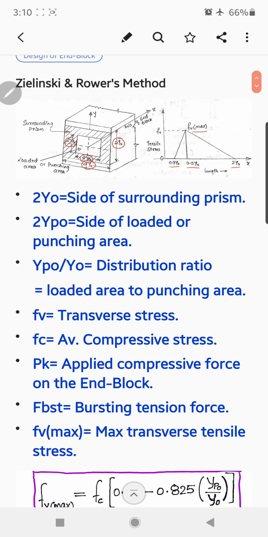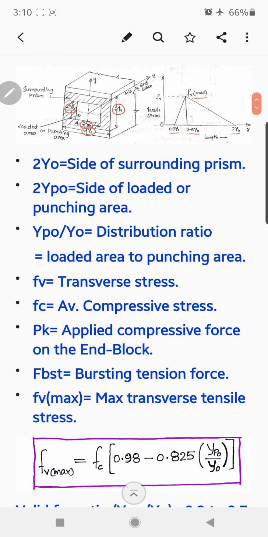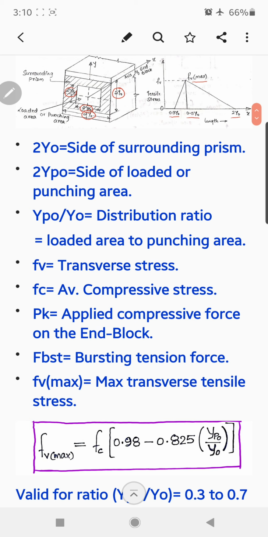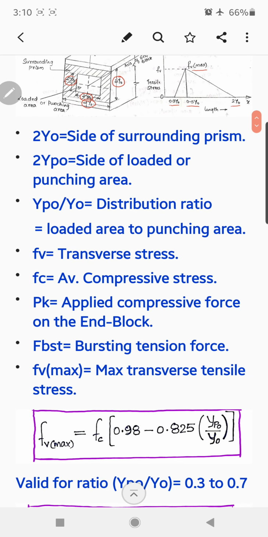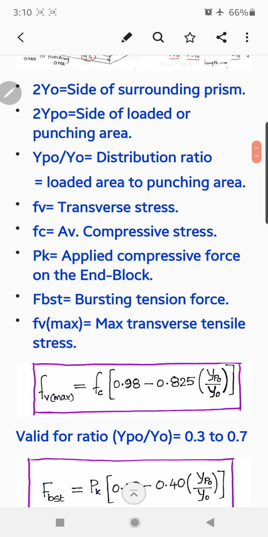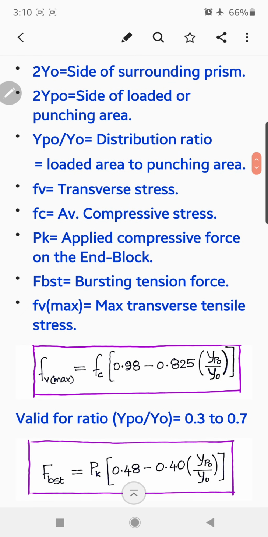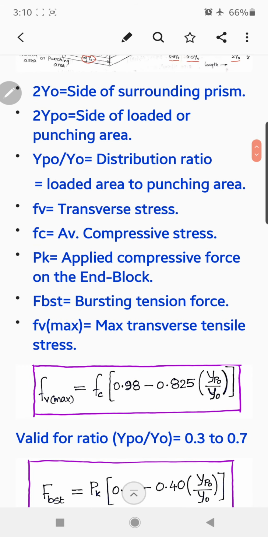Now this 2y0 is nothing but the side of the surrounding prism. 2yp0 is the side of the loaded or punching area. Yp0 by y0 is again the distribution ratio as we considered in the Guyon's method. Fc is the average compressive stress, which is taken as P by A. Fv is the transfer stress.